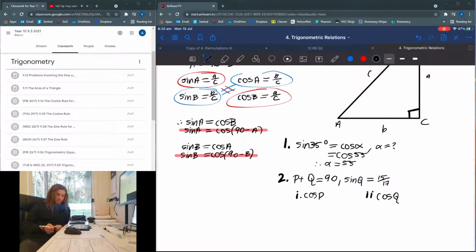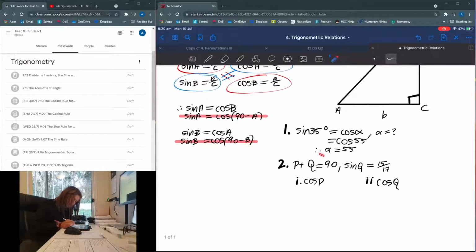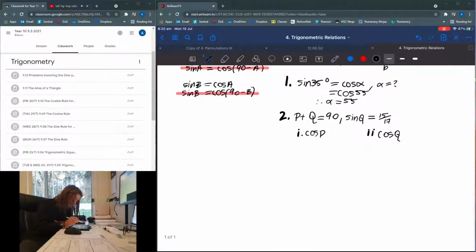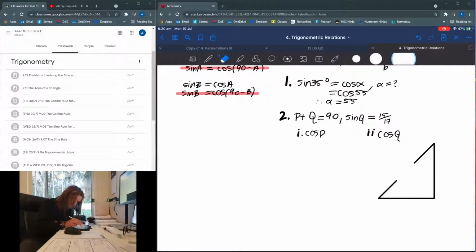I'm not really told much at all, but what I am told should be a given: P plus Q is 90. This is basically saying if this was P and that was Q up there, then these add to 90. We should already know that. But if I was given this question, I'd obviously start by drawing a triangle. So let's do that. For God's sakes, why am I so bad at drawing triangles? There we go. Okay, here's my triangle. I'm going to call things P and Q. That must be R, I guess.